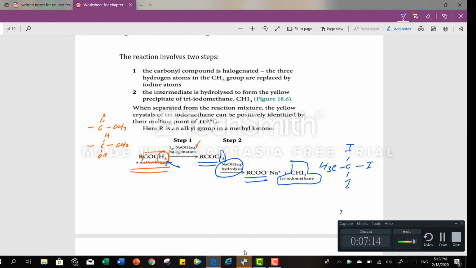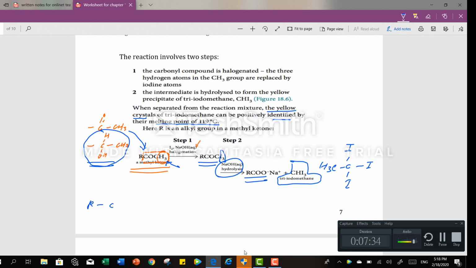Okay? So you briefly know the reactions. You have to briefly know the reaction, okay? And then the triiodomethane, the yellow crystal, can be purified and can be identified by the melting point 119 degrees, okay? Now then you may wonder, oh, it starts from this group. Why does this group also show a positive result?